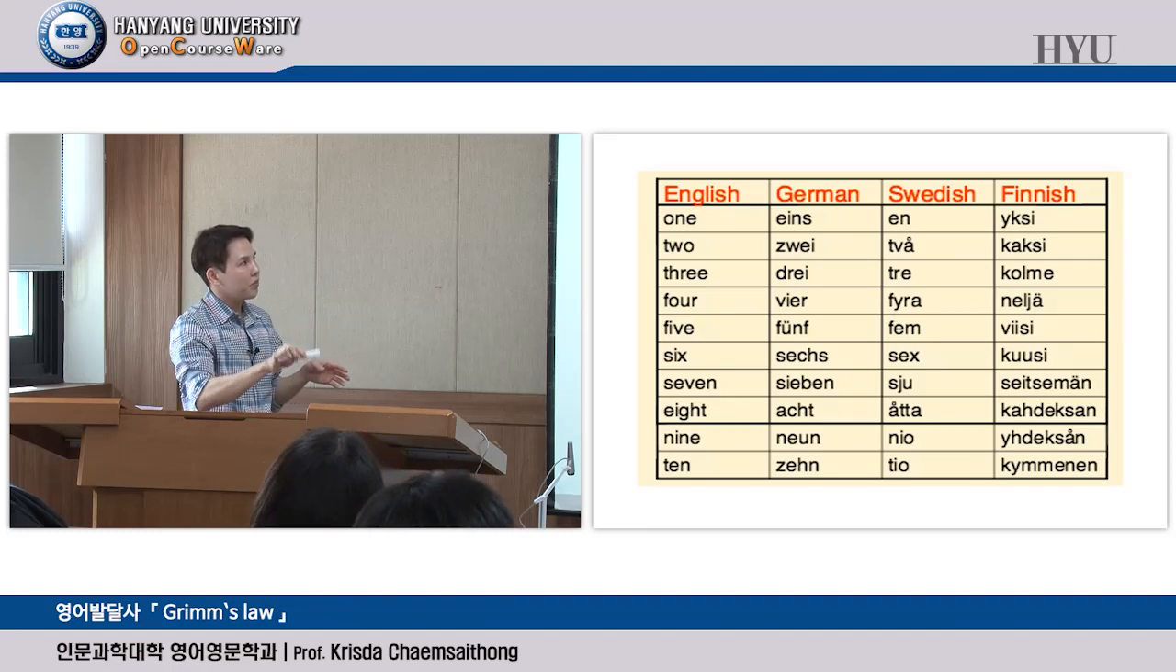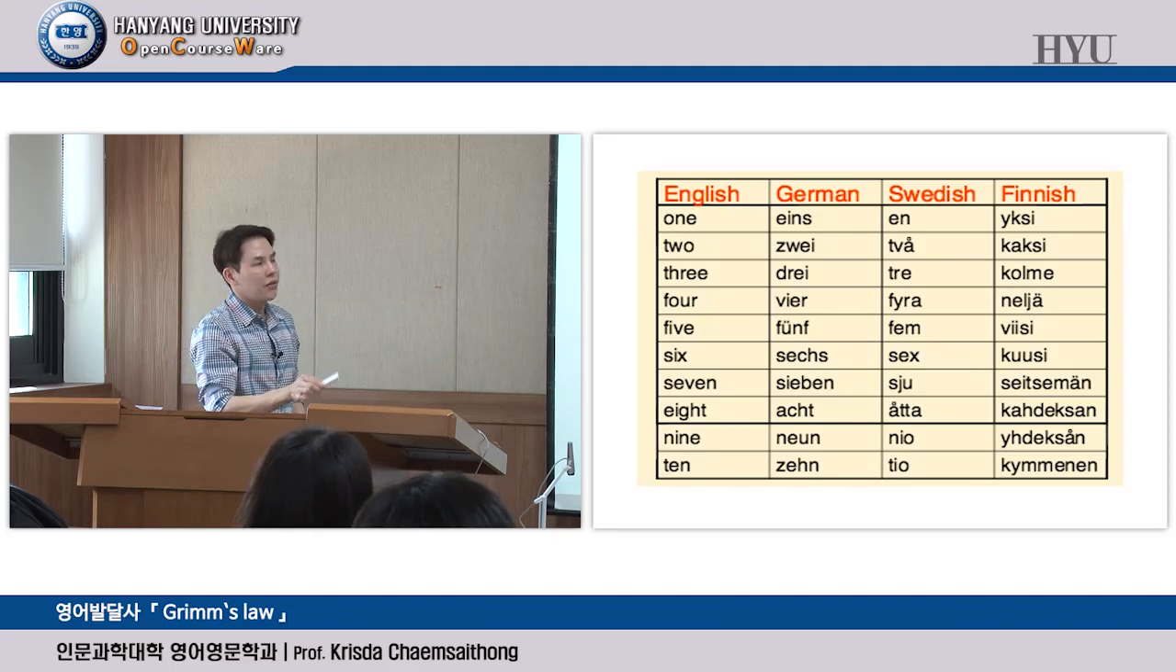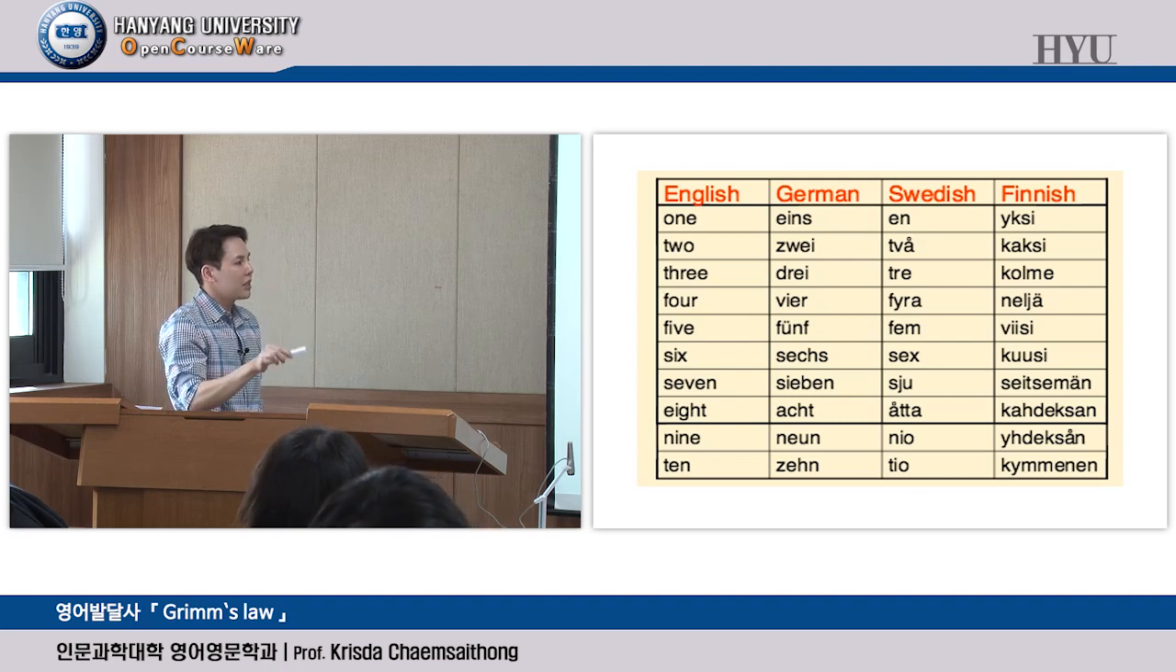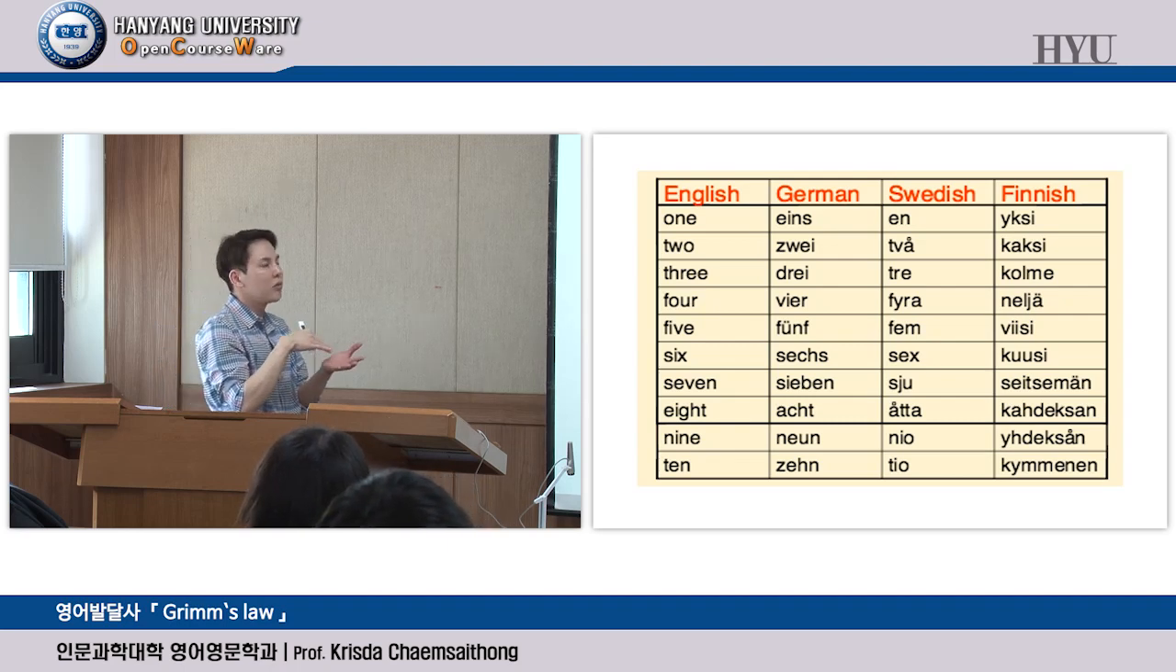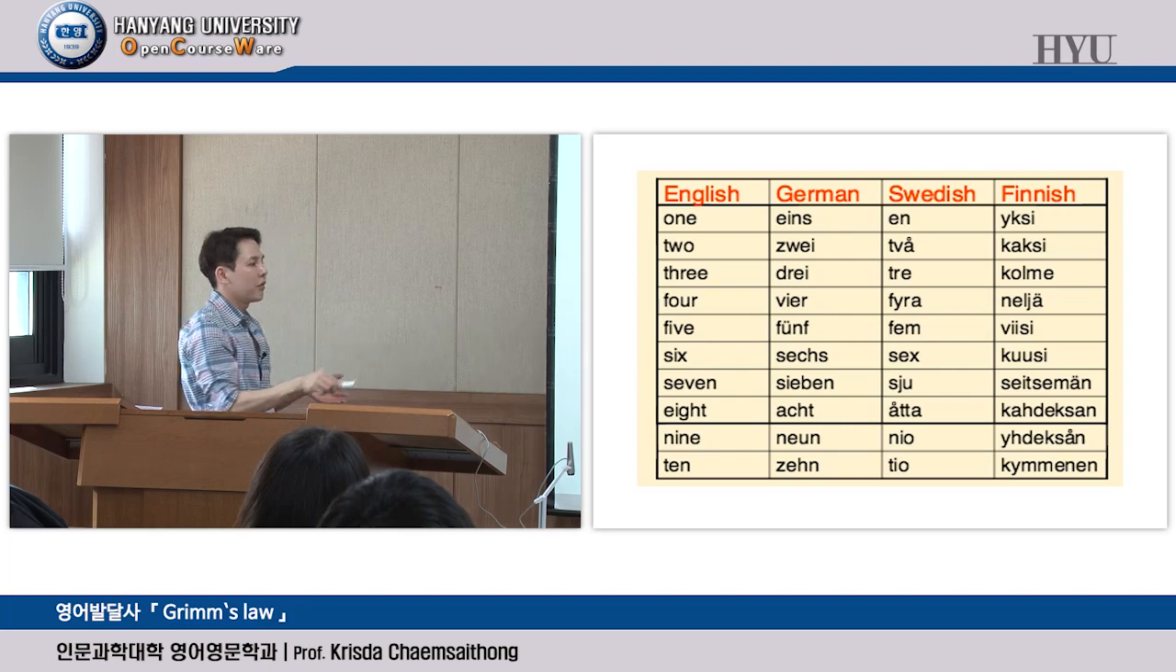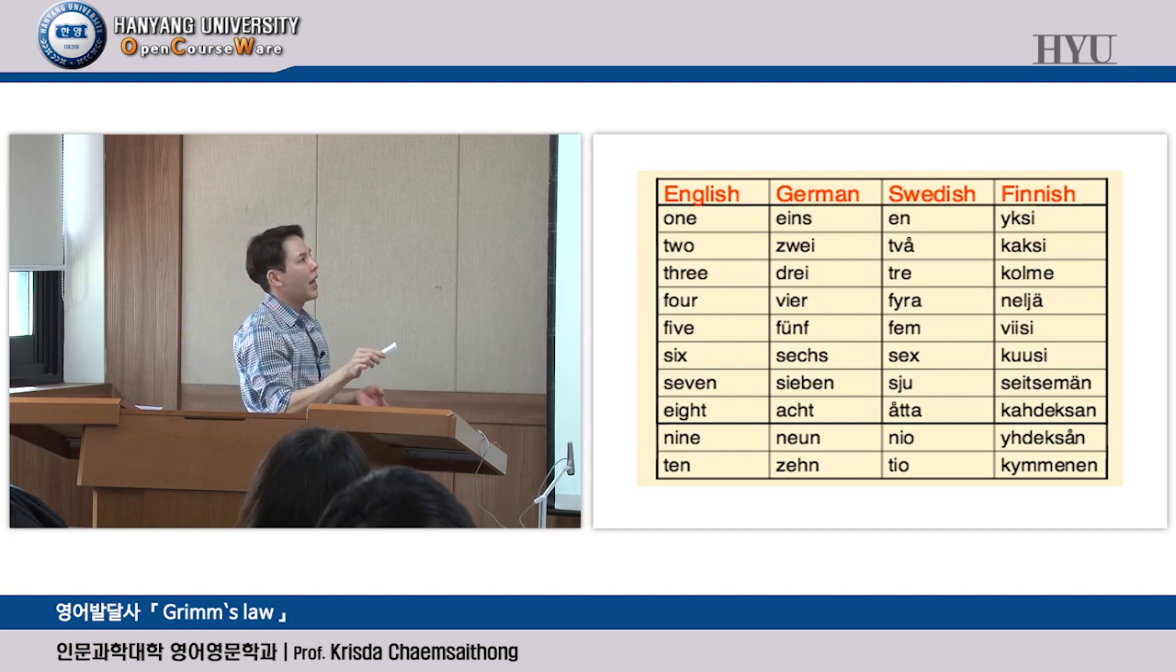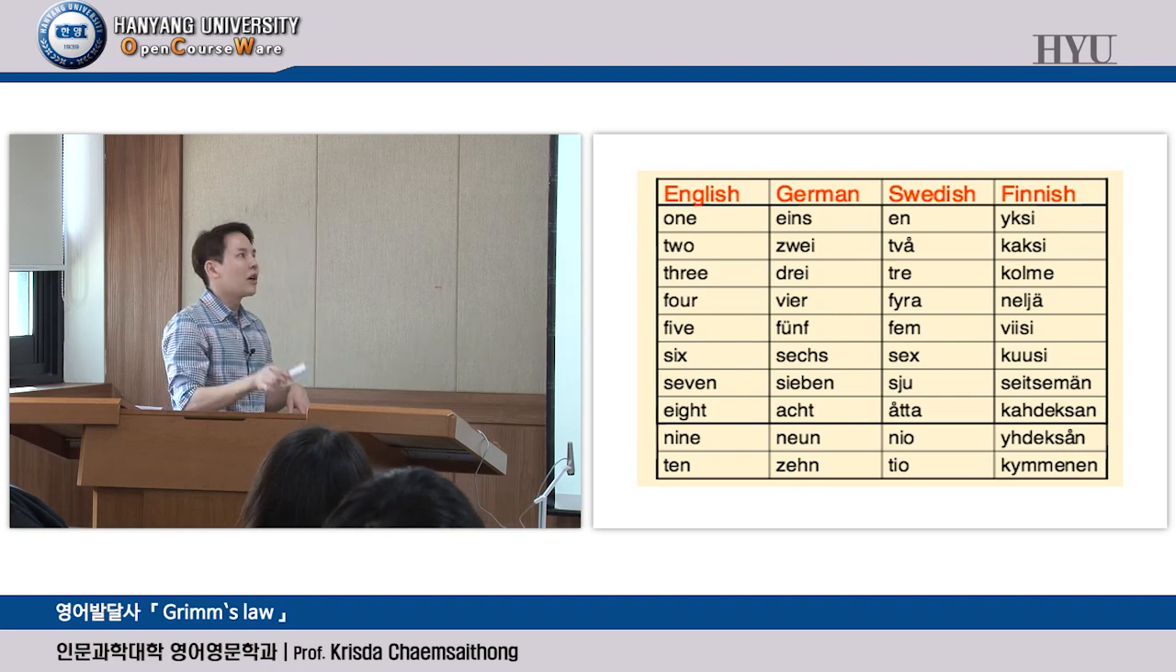So like this, you see English, German, Swedish, and Finnish. And you compare, let's say, the counting terms for the first 10: 1, 2, 3, 4, 5, until 10. And then German: one is eins, two, zwei, three, drei, four, vier, and so on. And then Swedish: en, två, tre, fyra, fem. So you see the similarities in here, right?